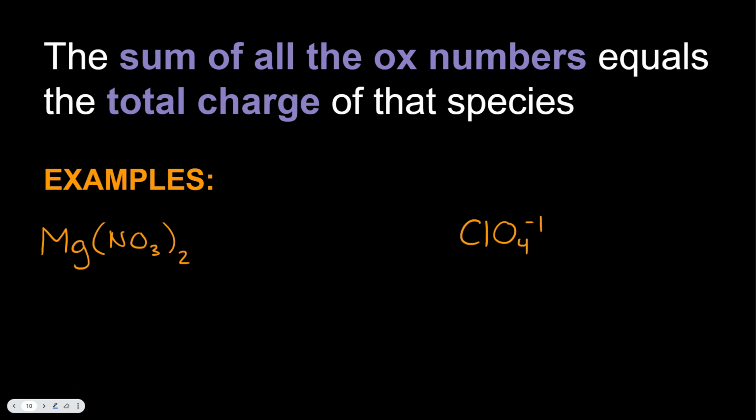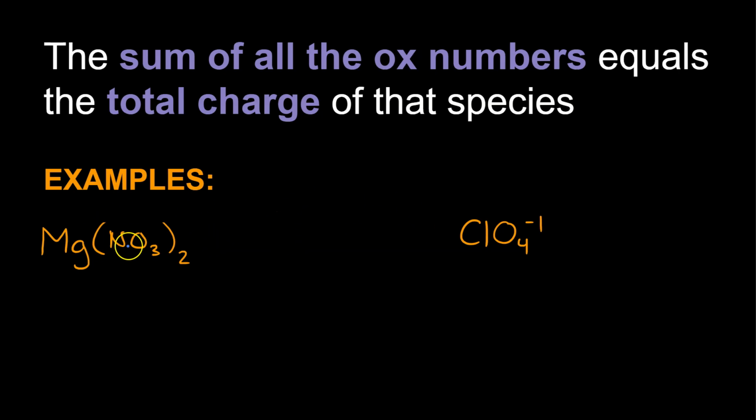Hey everybody, in this video we're going to go over a final rule for determining an atom's oxidation number, which says that the sum of all the oxidation numbers will equal the total charge of that species. This is a very helpful rule, probably the most helpful. Let's talk about how it works with these two examples.